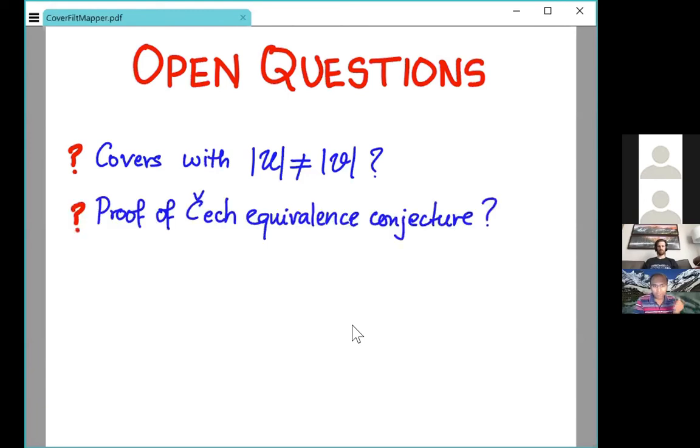Proof of the Cech equivalence conjecture is interesting. Of course, the equivalence that we showed in 1 dimension is kind of from first principles. We wrote down explicit formulae to go back and forth. Doing the same thing in higher dimensions seems somewhat tricky, but maybe there are other ways to attack it.